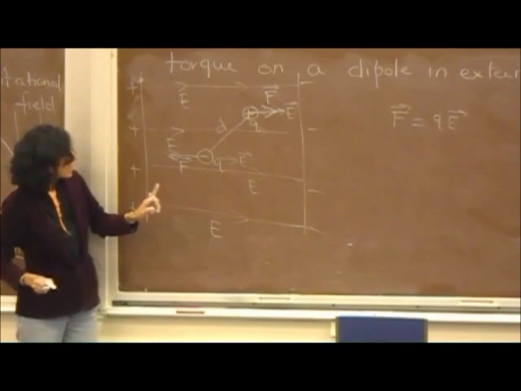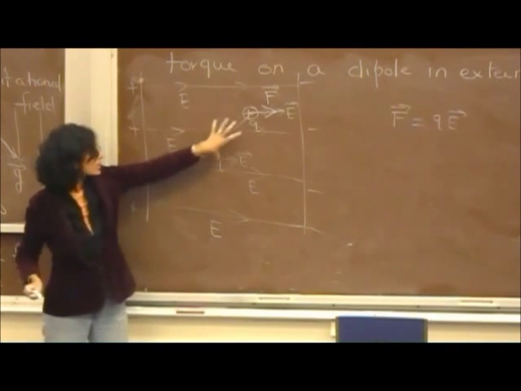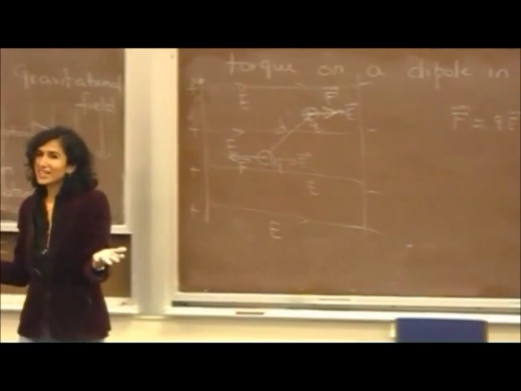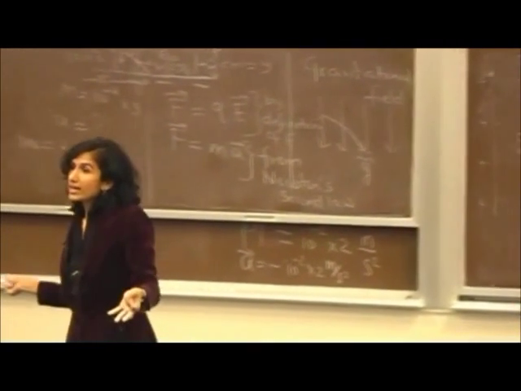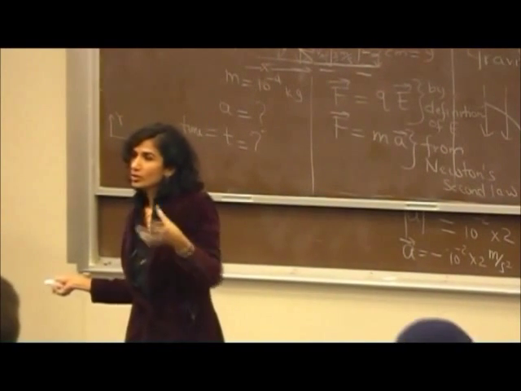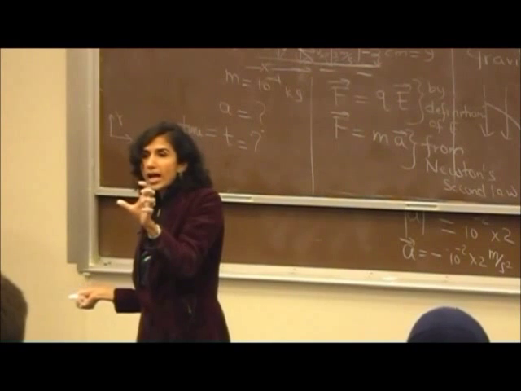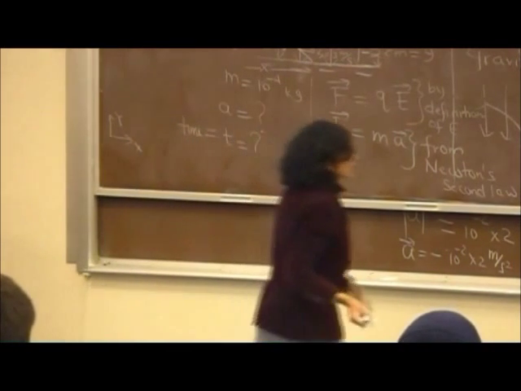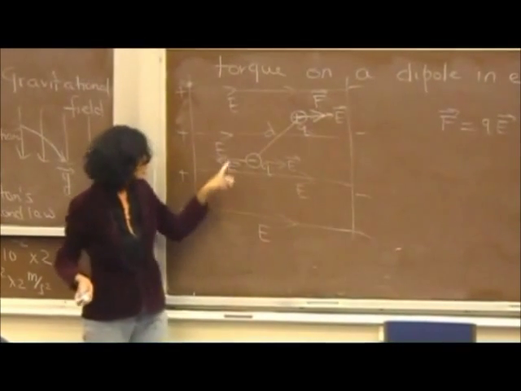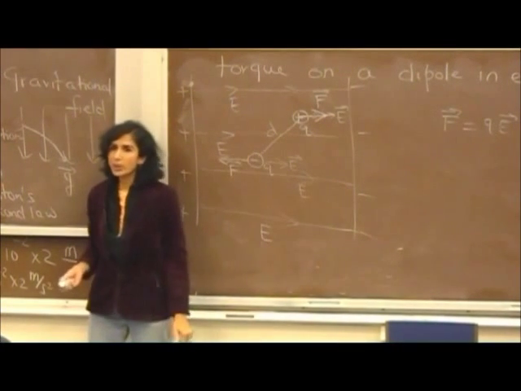Okay. Now, what about the dipole overall? Let's say that this is a water molecule. Remember, we said that a water molecule is an example of an electric dipole? So this is a water molecule. Now, what happens? What we are saying is that the hydrogen side is feeling a force that way. Oxygen side is feeling a force in the opposite direction.